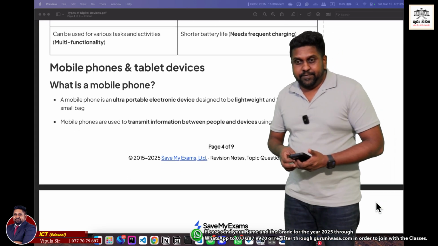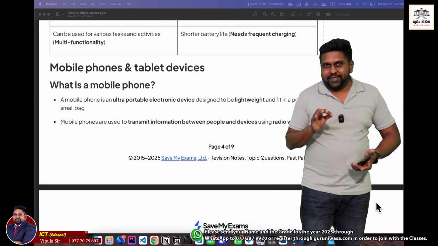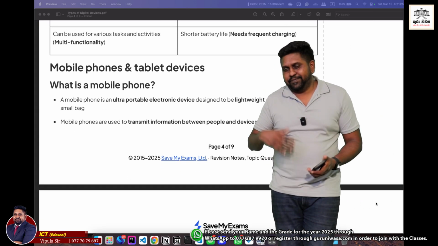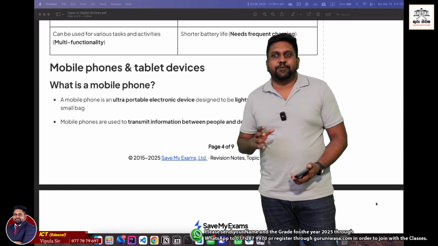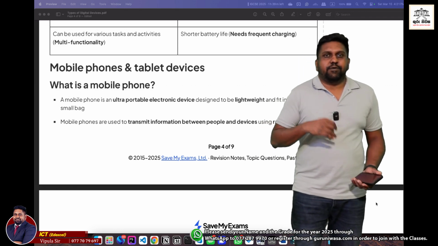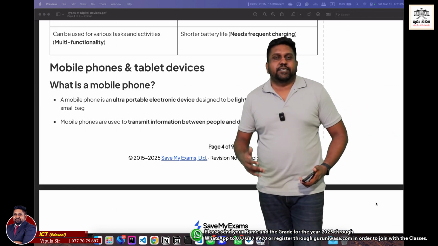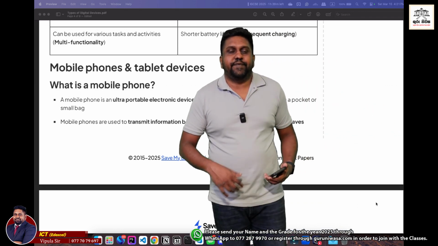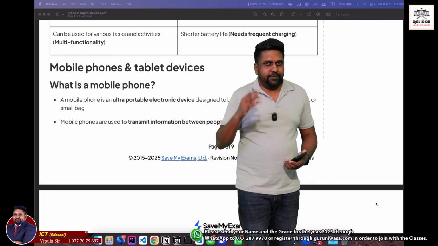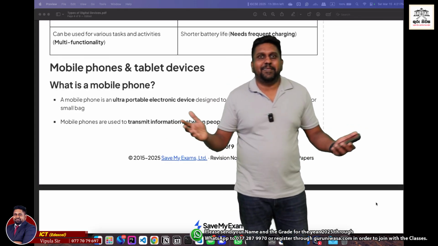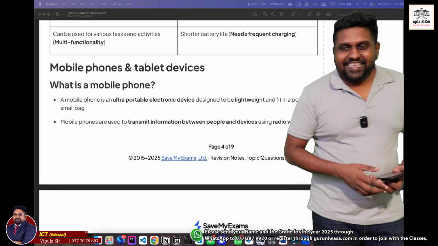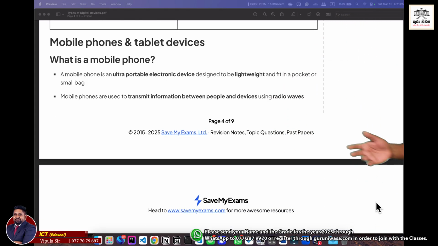So remember, as I always say, when you're writing the answers, even if something happens and you forget the keyword, just make sure that you write it according to the idea. If the person who is reading can get an idea that you wrote it with the specific background, then you're still going to get the marks. Okay, then mobile phones.